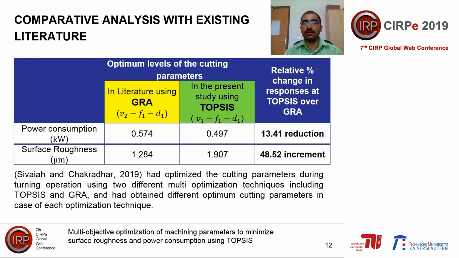Meaning, Uy and Chakraborty had optimized the cutting parameters using these two methods, TOPSIS and GRA, and they had also found different optimum levels for each optimization technique.